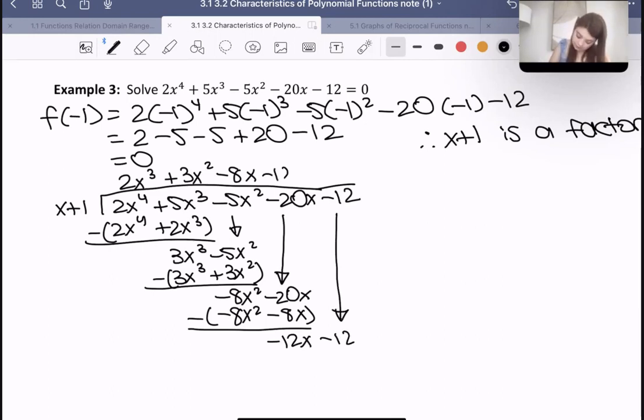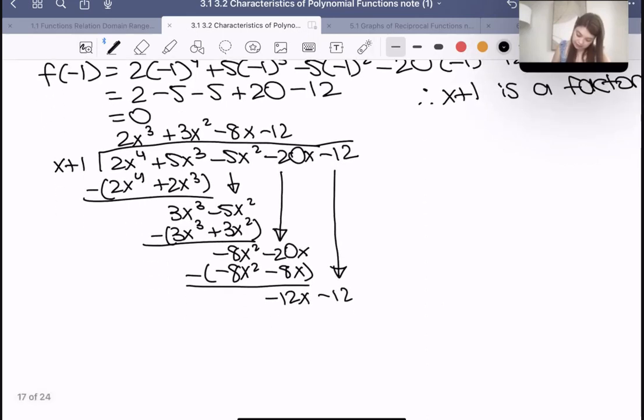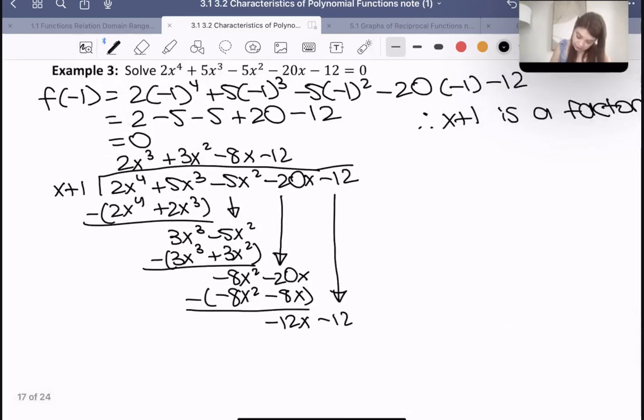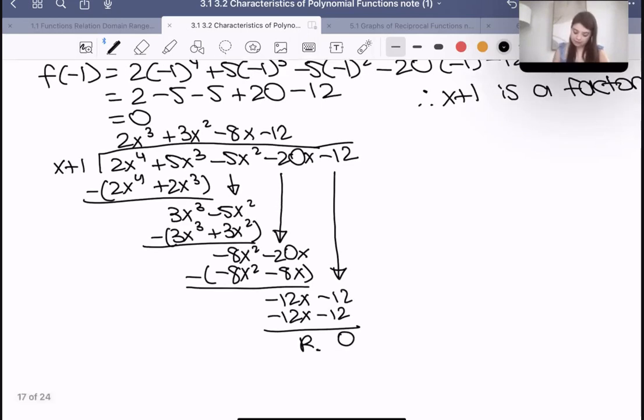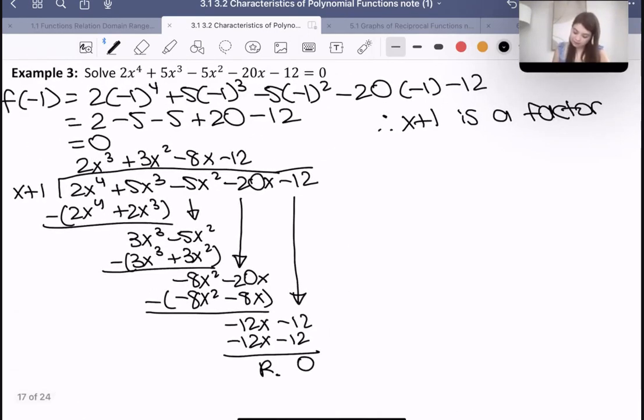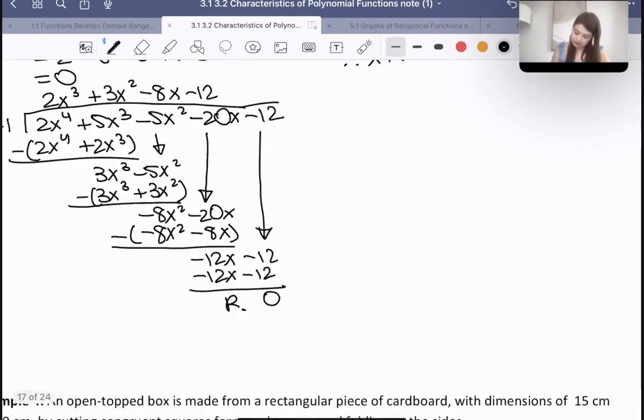Well, negative 12 times. And then x times negative 12 is negative 12x. 1 times negative 12 is negative 12. And so we have remainder 0, which is good because we want to be consistent with that. Now, unfortunately, we're getting there, but we still have some uncertainty here.